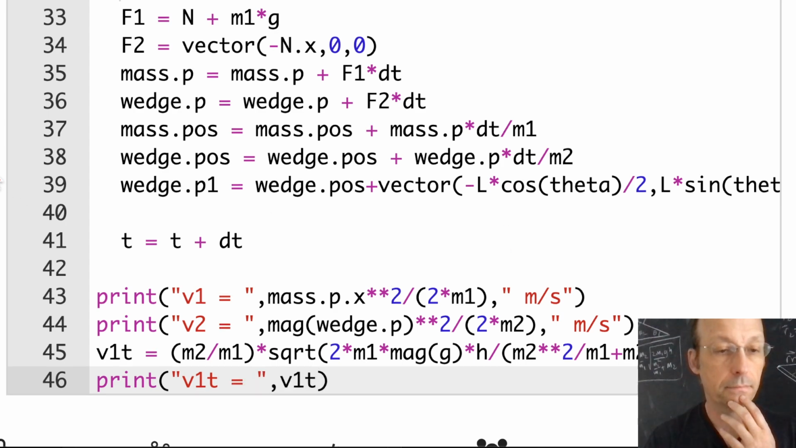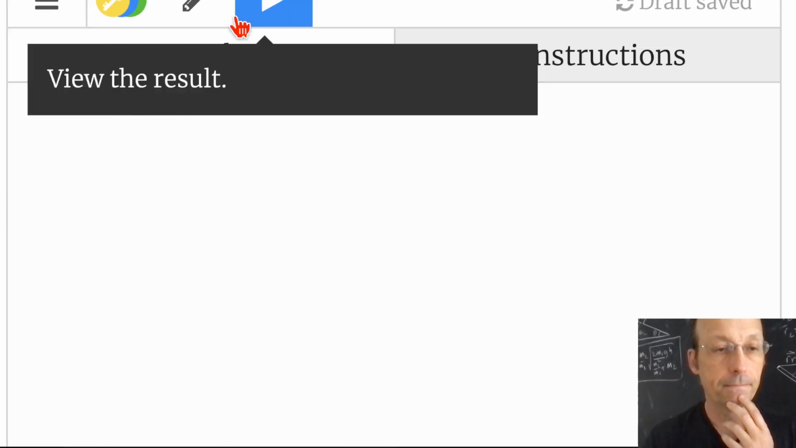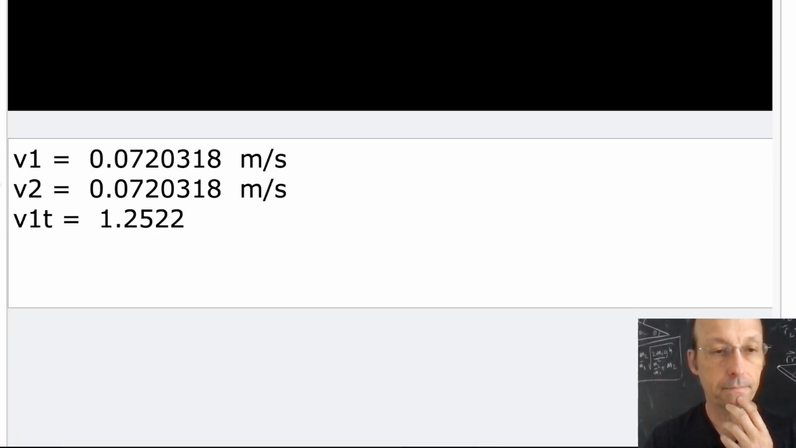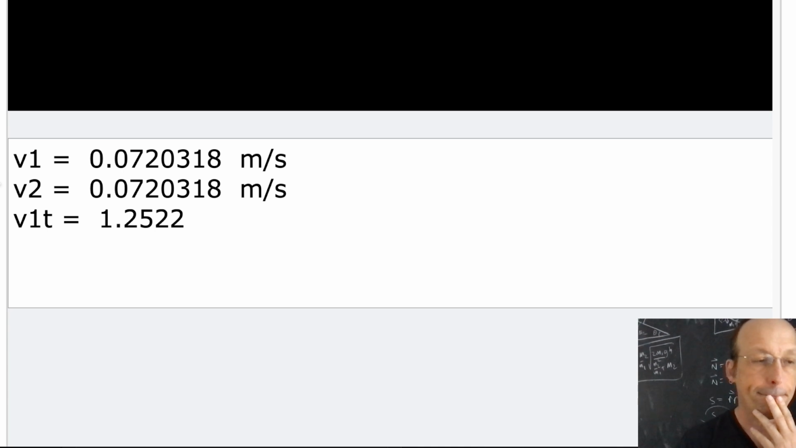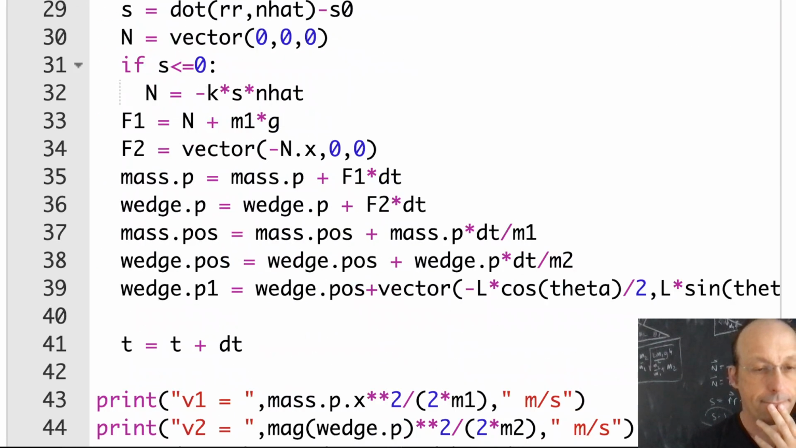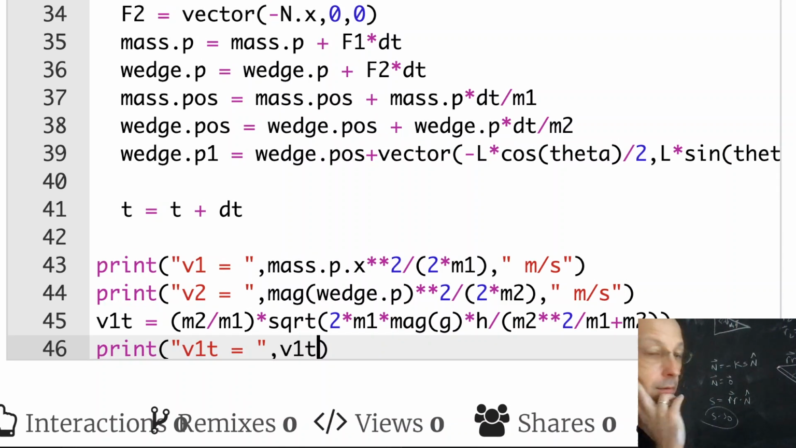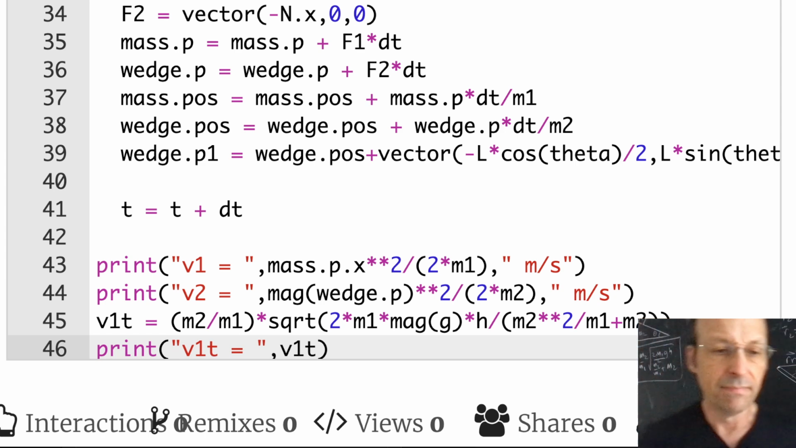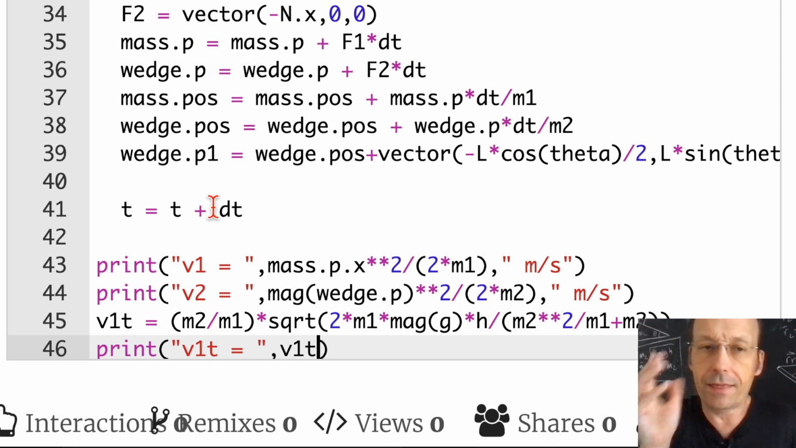Okay. Huh. M2 over M1 times 2 M1 g h, divided by M2 squared plus M1. The only thing I can think of is my H is wrong. Okay, well, I'm going to leave that as homework for you to figure out. I think it's all working fine.